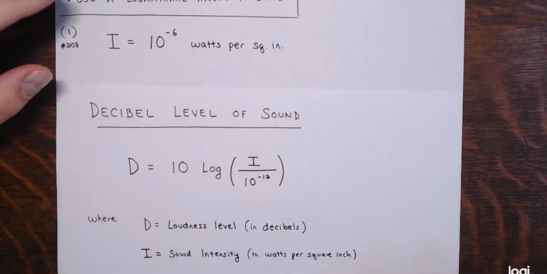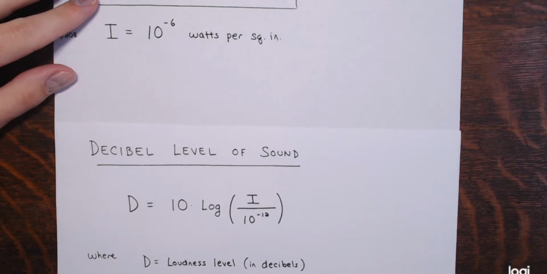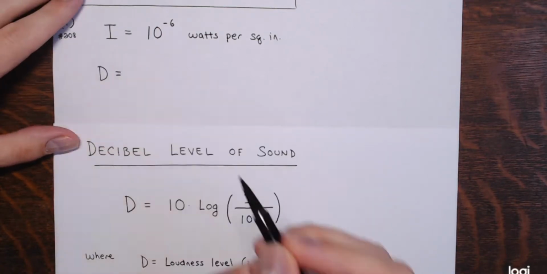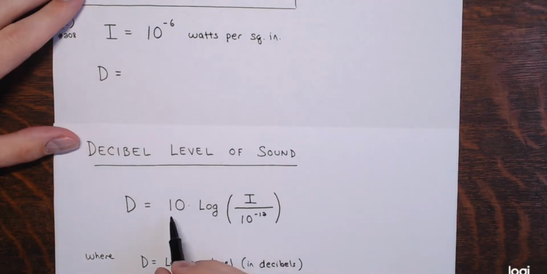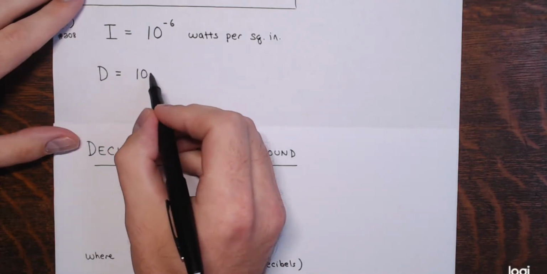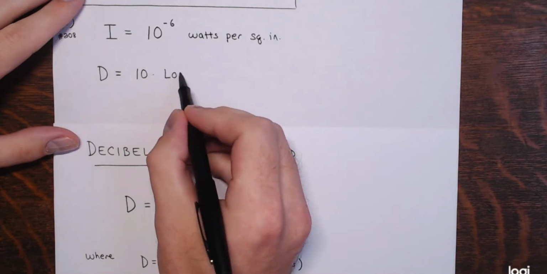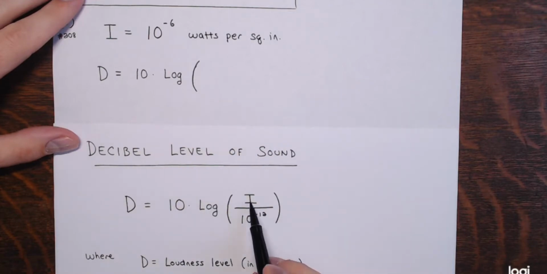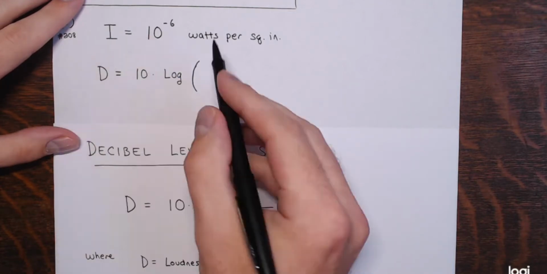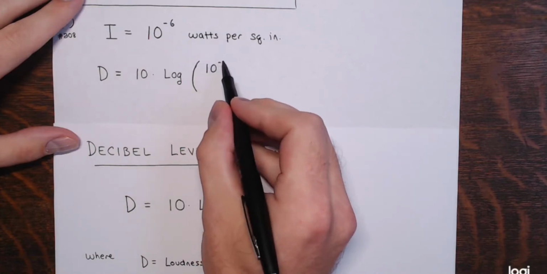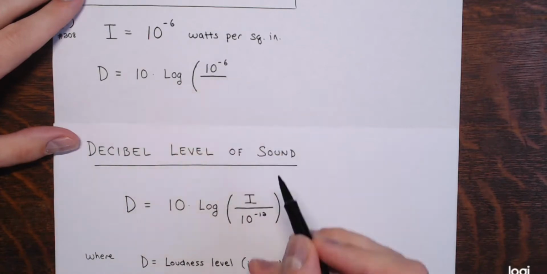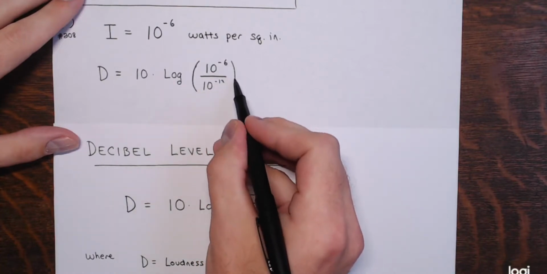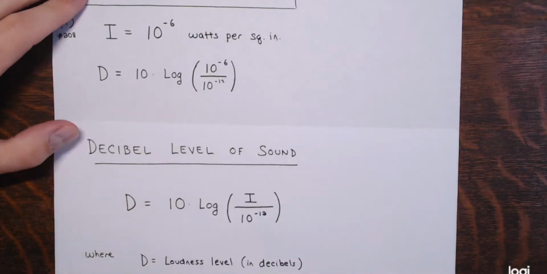So I'm just going into the formula. D, the decibel level of the sound, the loudness level, will be equal to 10 times the log base 10 of, and then I is being replaced by the intensity. This is 10 to the negative 6th in the numerator, divided by 10 to the negative 12th, which is always in the denominator there. Then we simplify this.